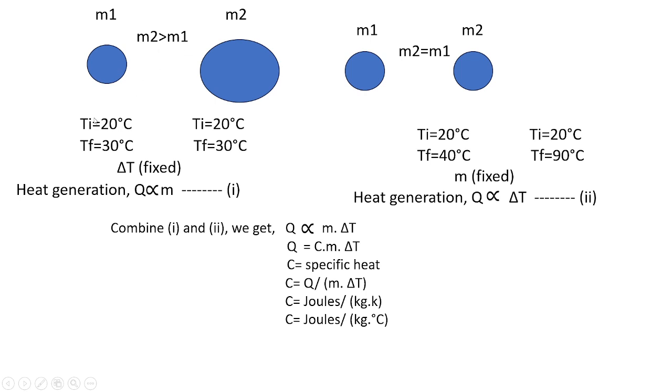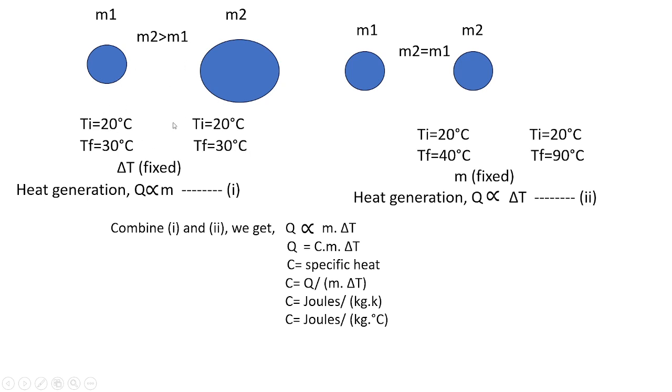Now we are going to consider how much heat is generated in mass 1 with the help of the initial as well as the final temperature. The initial temperature of the system is 20 degrees Celsius and the final is 30 degrees Celsius. For mass 2, again the initial temperature is 20 degrees Celsius and the final is 30 degrees Celsius.